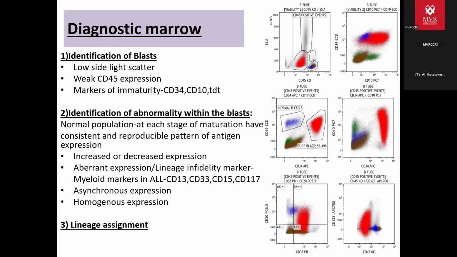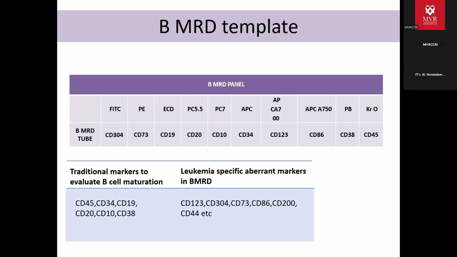But in a diagnostic marrow, even if you try to avoid the blasts, they will be blaring at you so prominently that you just can't avoid them. So it's not a big deal for diagnosing a B-ALL in flow cytometry. But why is MRD challenging?